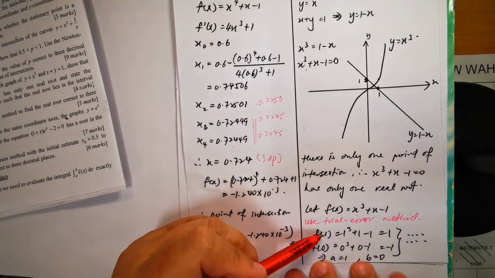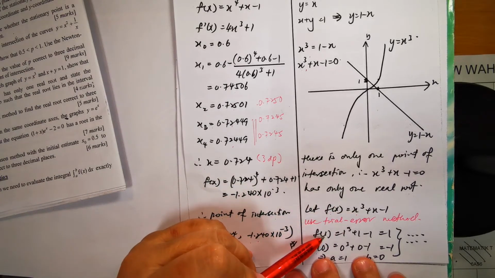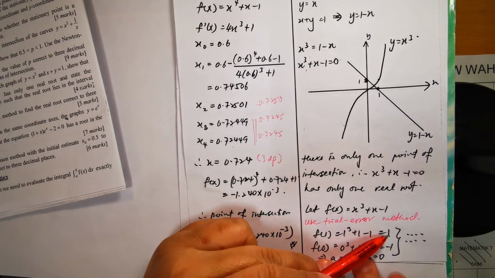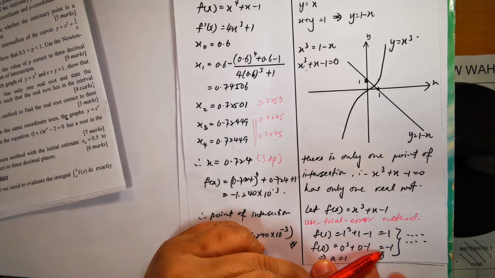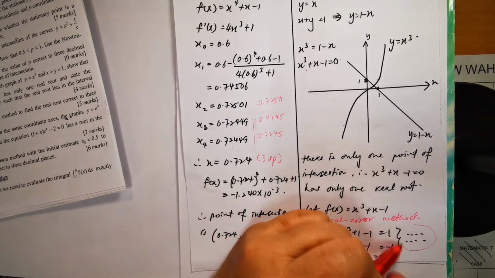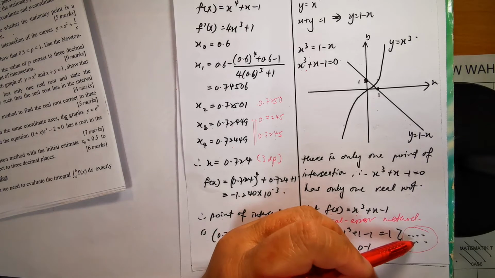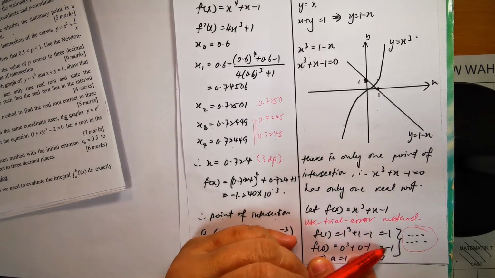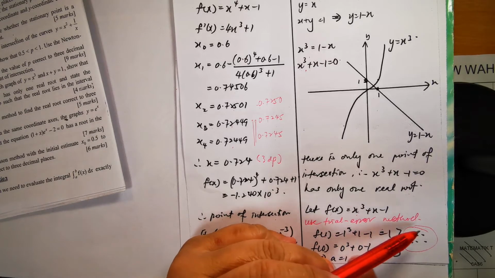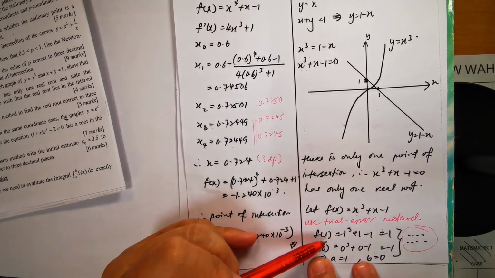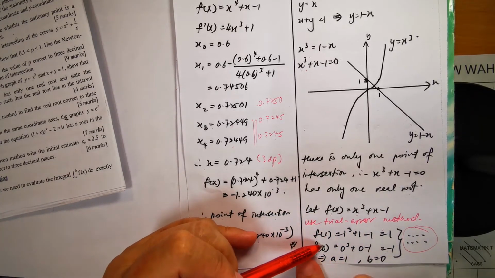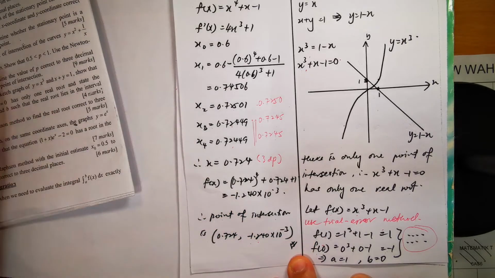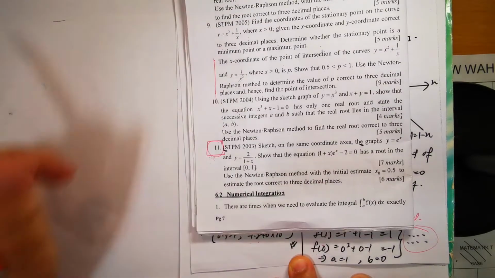They want 2 successive integers. So I try with 1. When I sub 1 inside, I get 1. When I sub 0 inside, I get -1. So there is a change of sign. So please write the conclusion. Okay, I have not enough space. You write the conclusion. Since there is different sign between f(1) and f(0), therefore there is a root lies between 0 and 1.